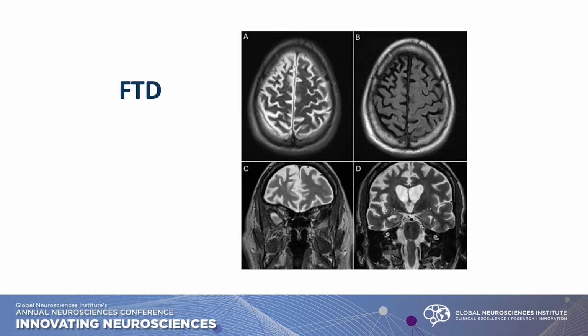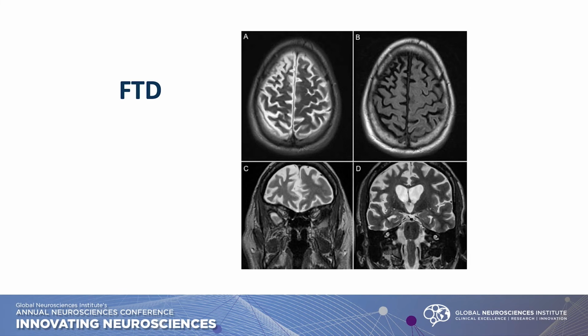Just to show some examples of the frontotemporal dementia, you see that there is also generalized atrophy, but as frequently typical of the disease, it's a little bit asymmetrical, and it's on the right side.